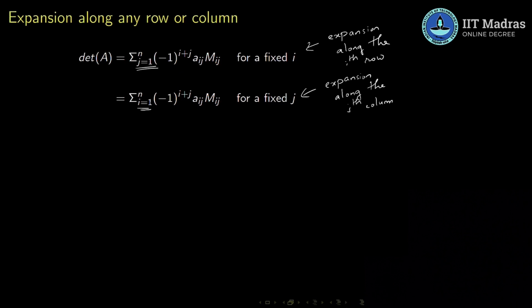Okay. Here i is varying and j is fixed. So that is expansion along the jth column. So maybe let's do an explicit expression. Let's write down one explicit expression here. So suppose I have a 3 by 3 matrix and I want to expand along the second row.